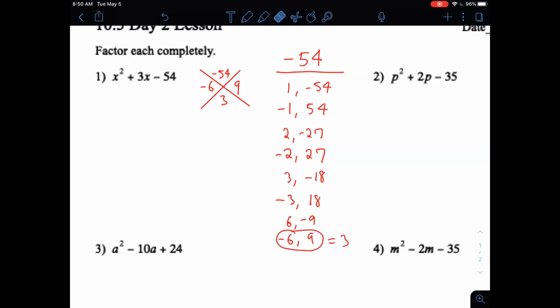I'll keep that, actually. So our final answer is not just negative 6 and 9. It's going to be in parentheses x minus 6, because it's a negative 6 right here, okay? And then x plus 9.